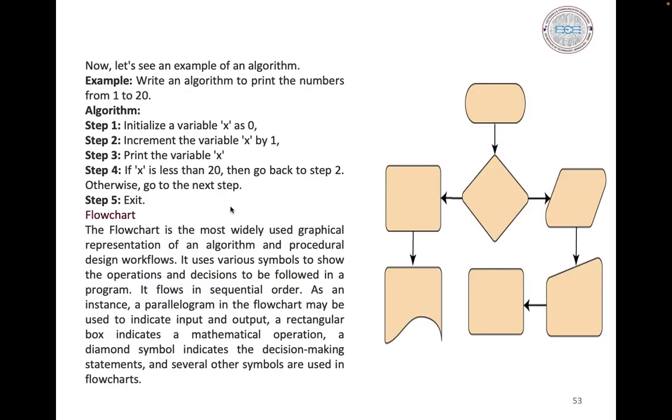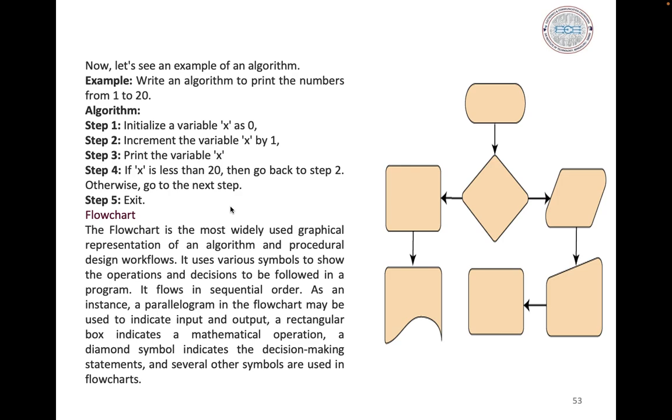An example of an algorithm: write an algorithm to print the numbers from 1 to 20. Step 1 is initialize a variable x as 0. Second step is increment the variable x by 1. Third step is print the variable x. And the fourth step is, if x is less than 20, then go back to step 2, again increment the variable x by 1. Otherwise go to the next step, exit.